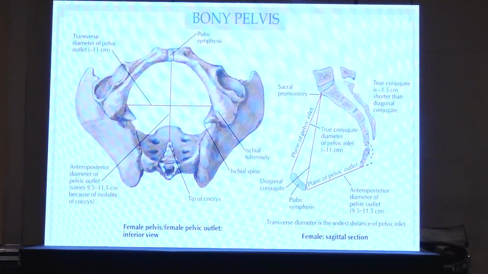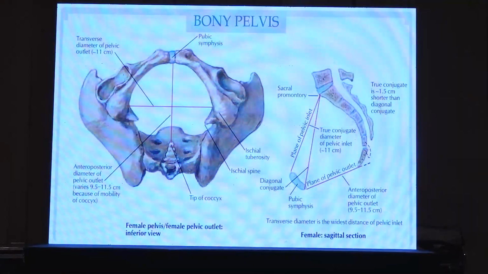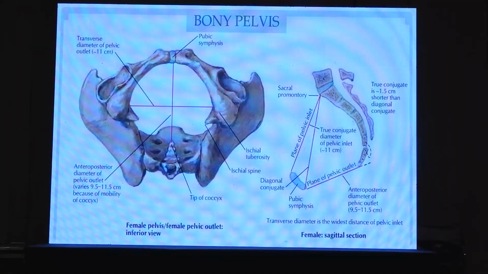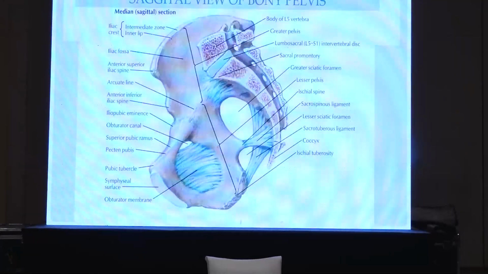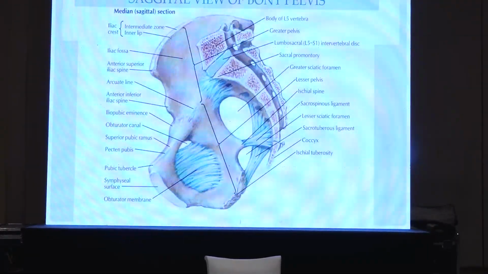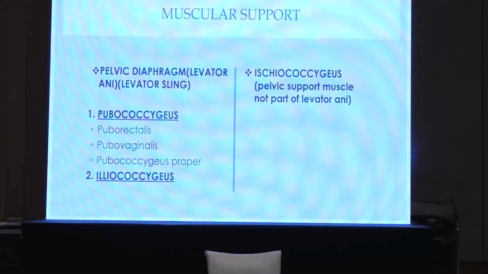So first of all, we will be covering the bony pelvis. The bony pelvis consists of three bones: ilium, ischium and pubis. This is the ilium, ischium and pubis. I will not go into detail. Here are the ligaments which are attached.